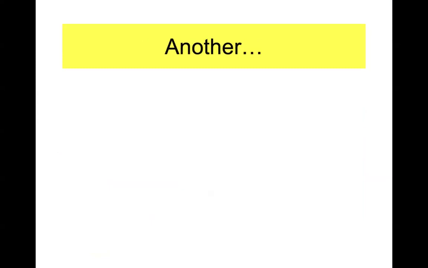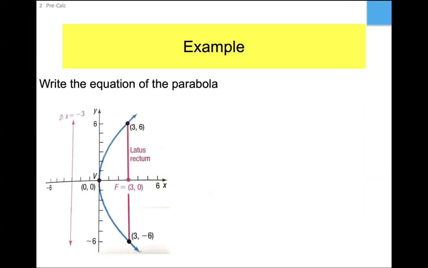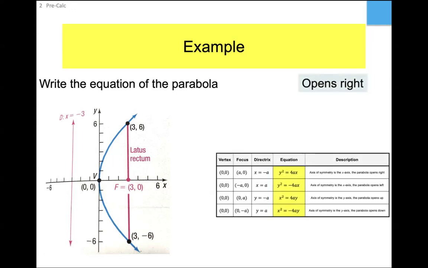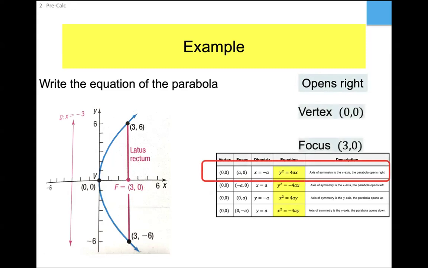All right, so that's a cool game. Let's do it one more time. This one's a different one. This one opens to the right. Okay, focus is (3, 0). So let's see, opens right would be the top one right there. The focus is at (3, 0), so that means that a is 3. So we take y squared is equal to 4ax. We let a be the value 3. So therefore y squared is equal to 12x.